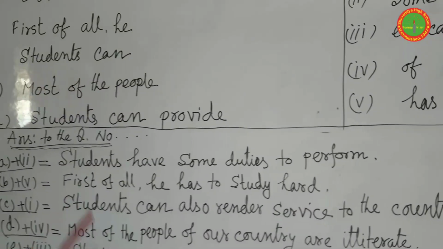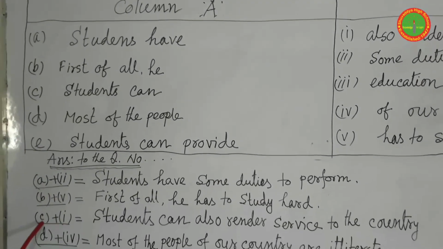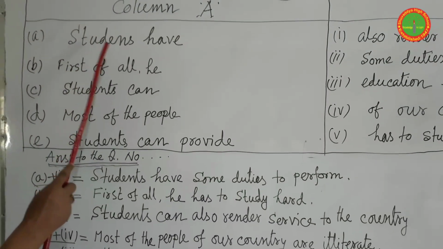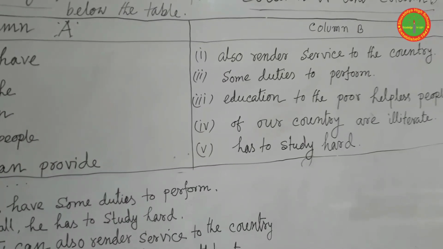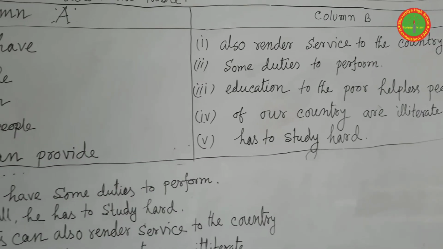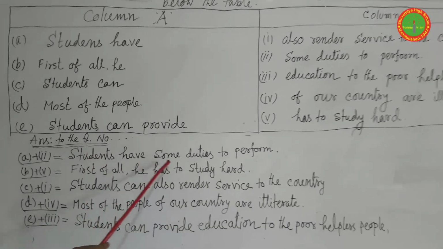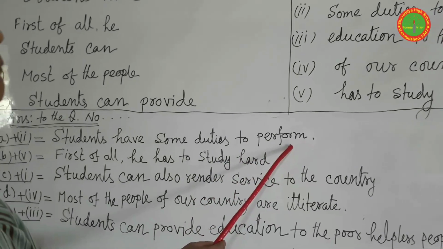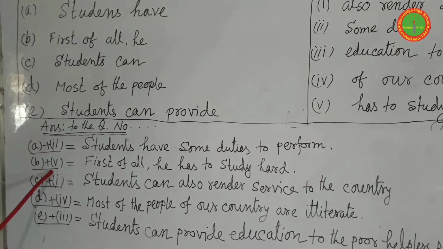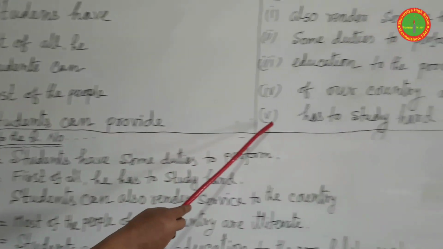What is the technique? Firstly, you write column A serial: A, B, C, D, E. Secondly, match column A's serial with column B's number. Here, serial A matches number 2 of B. Then you make: students have some duties to perform. Thus, the second sentence: B plus B's number 5.